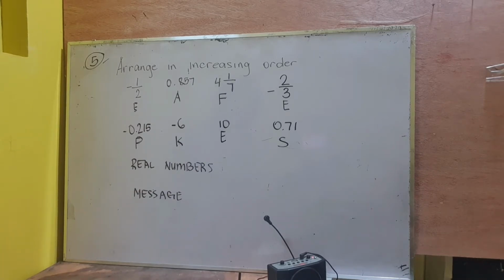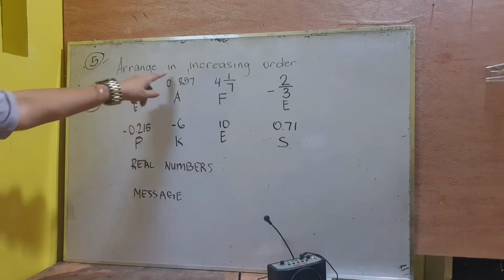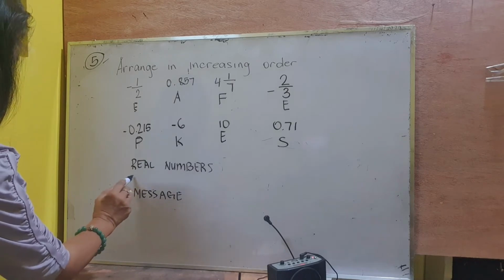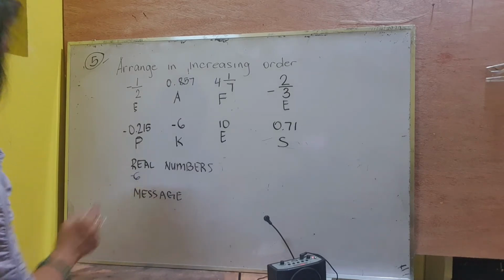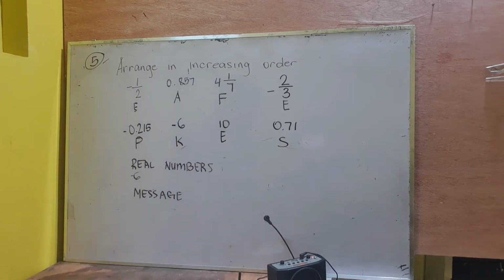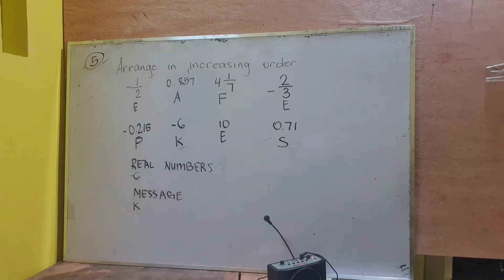Ano daw ba yung pinakamababang number niya? So, kapag pinakamababa, okay, since ang instruction natin dyan is arrange the following, okay? Arrange in increasing order, okay? So, you're going to start with the smallest. Ano ba ang pinakamababa niya dyan? Okay, so negative muna tayo, ha? Okay, here we have negative 6. Yan. Ano yung letter na nasa ibaba ng negative 6? So, we have letter K. Yan. So, dyan yung ilalagay, ha?